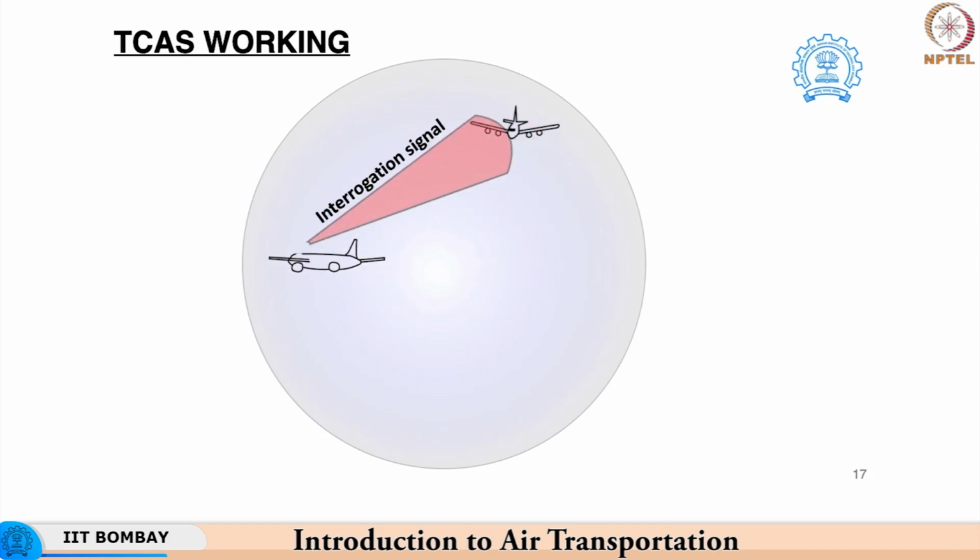Based on this, an interrogation signal will be sent by the TCAS to the intruder aircraft. In response to this interrogation signal, a response signal will be sent back to the observing aircraft. Based on the time difference between the transmission and the receipt of these two signals, the overall distance between the two aircraft can be obtained.